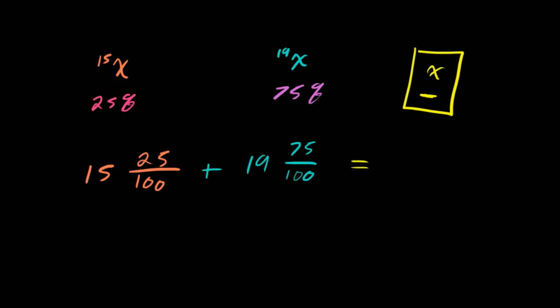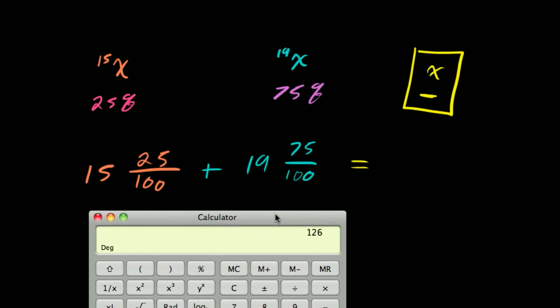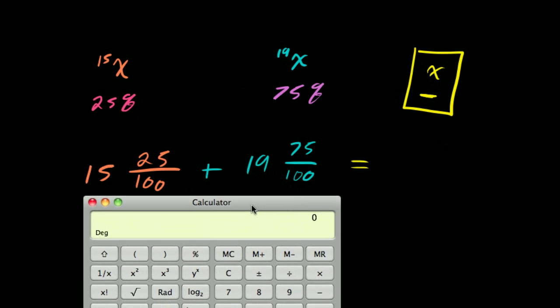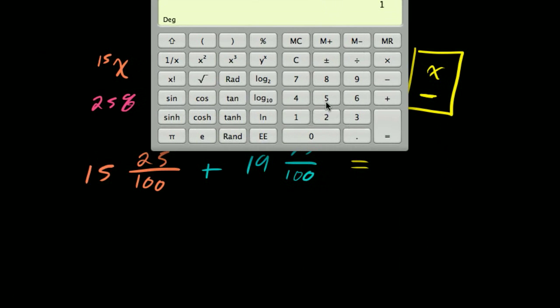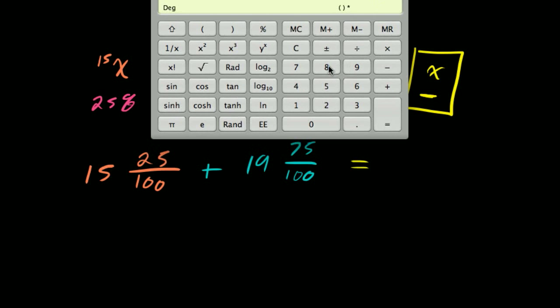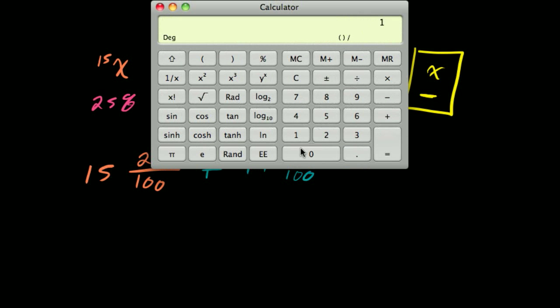So let me get out my calculator. There we go. So we are going to say 15 times 25, then divide that by 100. So that would be equal to 3.75. And then we're going to add to that, and I'll use my parentheses, 19 times 75 divided by 100, close the parentheses.